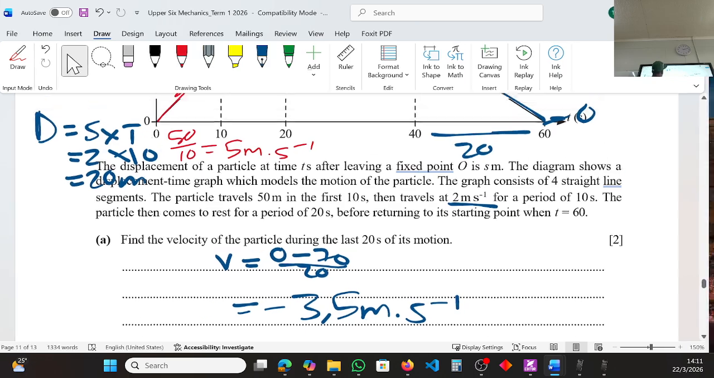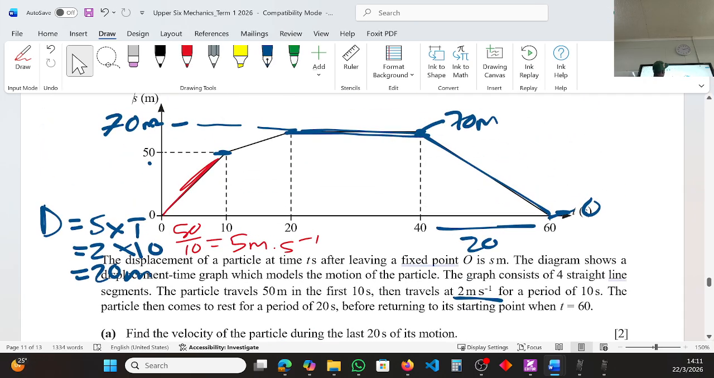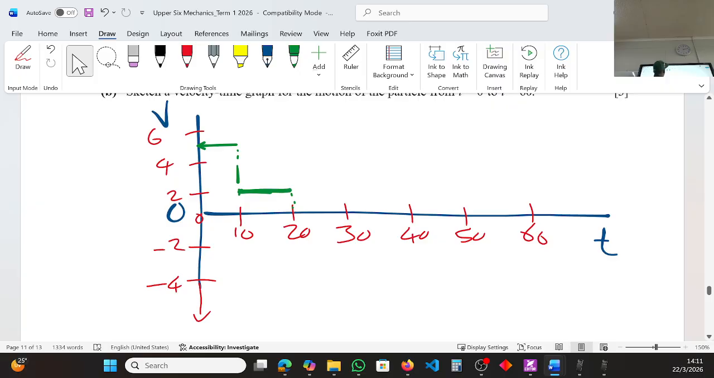We come and check what's happening. Next is 20 seconds. And within those 20 seconds, the object is stationary. So when it's stationary, it implies that its velocity is 0. So I'll come and say the next 20 seconds it was there.